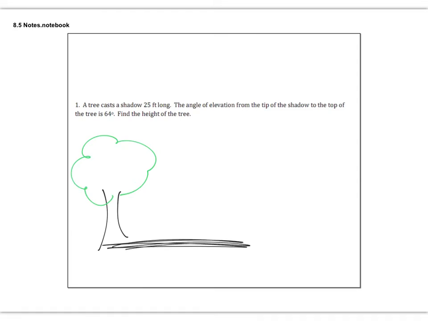Go ahead and draw in the shadow. Our shadow will be on the ground here. It is 25 feet long. The angle of elevation from the tip of the shadow to the top of the tree. So here's the tip of the shadow, here's the top of the tree. The angle of elevation right in here is 64 degrees. Find the height of the tree. So what we're looking for is that right there. This would be a right angle. I can call this height of the tree X or H, and I'm going to solve for that.